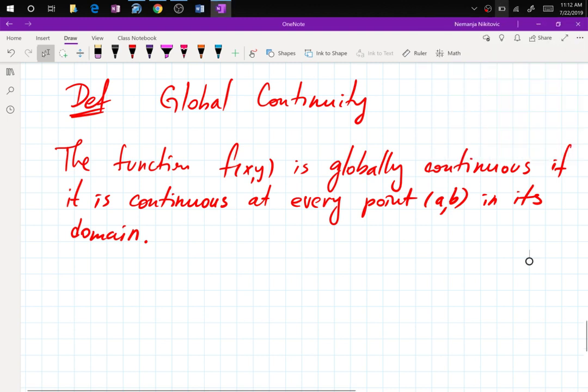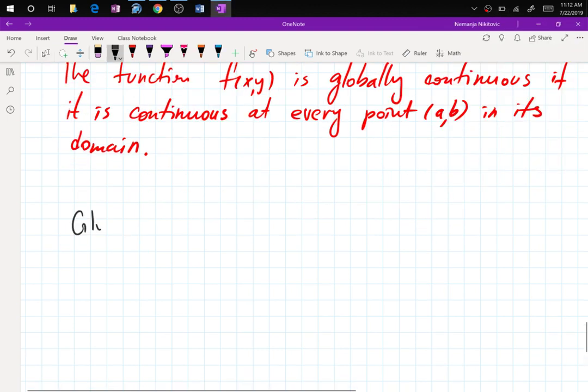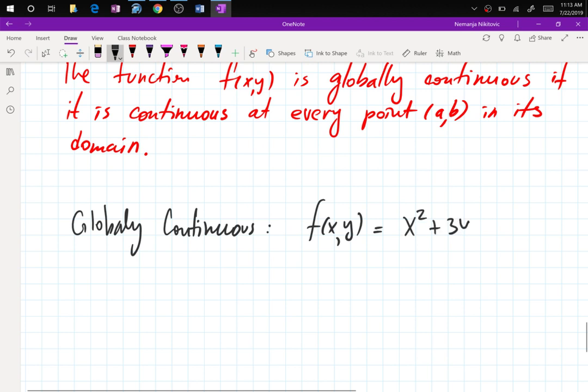So, globally continuous. Let's say f of xy to be x squared plus 3y squared minus 6x plus 9, for instance. That's globally continuous. It's polynomial-like. It does not have any denominators, so the denominator cannot equal 0. Polynomial-like structure does not have any vertical asymptotes or vertical planes to cut it or anything like that, so it looks all good.